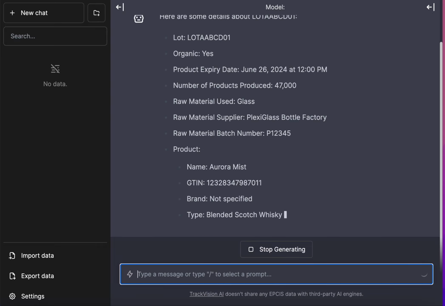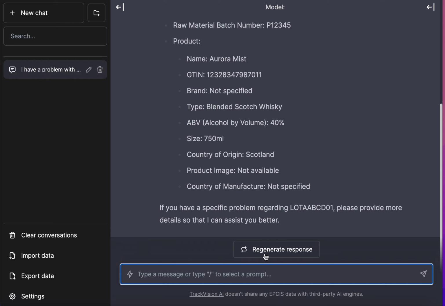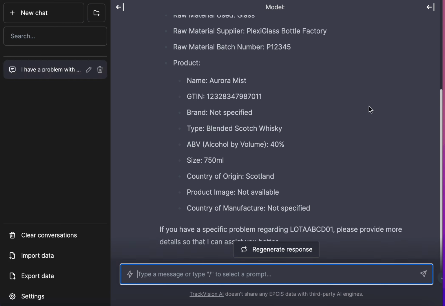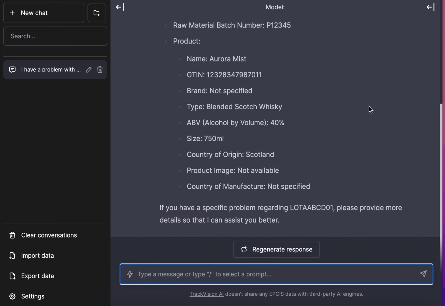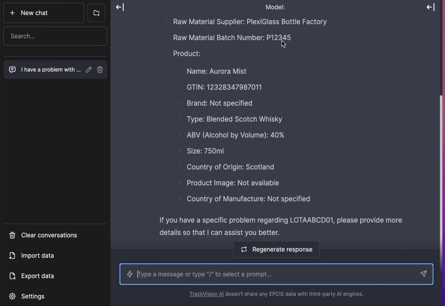All right, so it comes back and it can tell me about this lot of my finished goods. What is the product, how many of those products were made, where do the raw materials come from, and so forth. So I've already got a pretty good start, but it's asking me for some additional information, because what I really want to know about is this raw material. This is the glass with this batch number on the glass, and so that's what I'm mostly interested in. So I'll say, it uses raw materials from batch P 1, 2, 3, 4, 5.